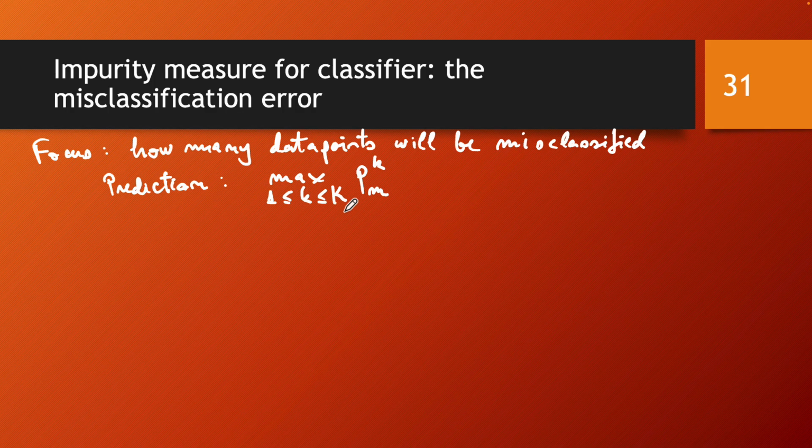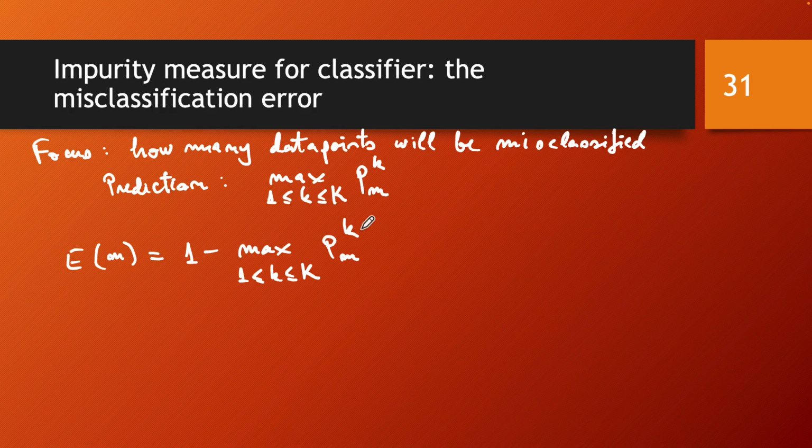And so the way you introduce this impurity measure is simply E(m) equals 1 minus the probability of the majority class. You say it is the fraction of data points not in the majority class, and the majority class is exactly this one. So that's the misclassification error defined as an impurity measure.